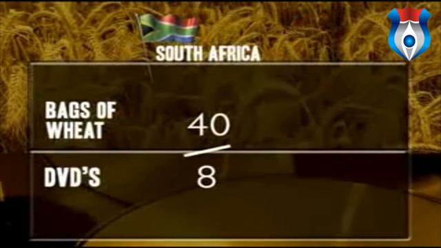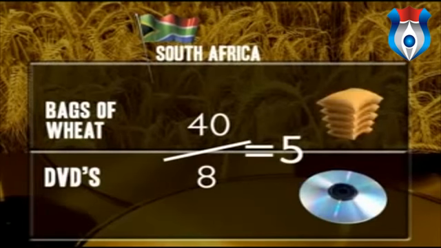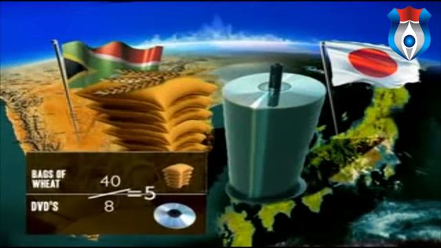It's not too tricky. Divide 40 by 8, which gives us 5. So for each DVD we produce, we could have grown 5 bags of wheat. In other words, each DVD we make costs South Africa 5 bags of wheat.